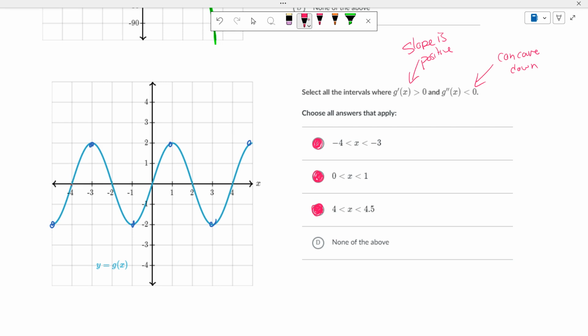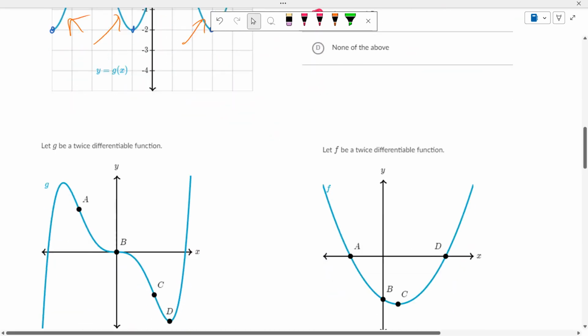Okay? Because from here to here, it's concave down. From here to here, it's concave down. From here to here, it's concave down. Here's concave up. Here's concave up. Here's concave up. You get the concave up, concave down, pouring in, pouring out. Okay?